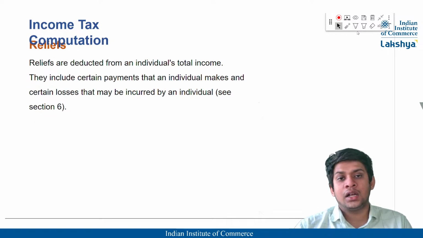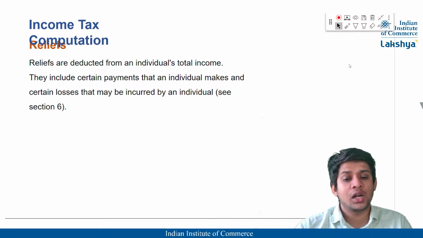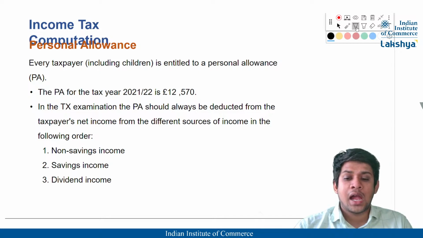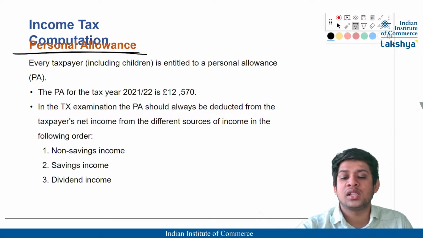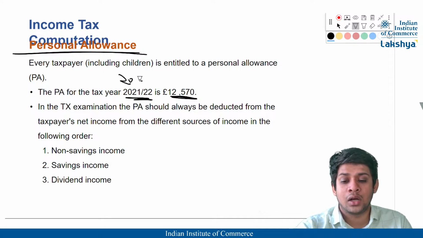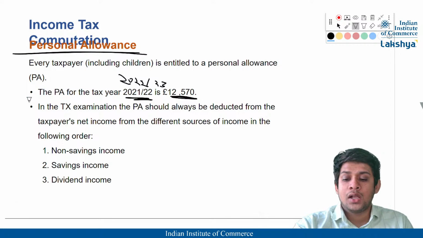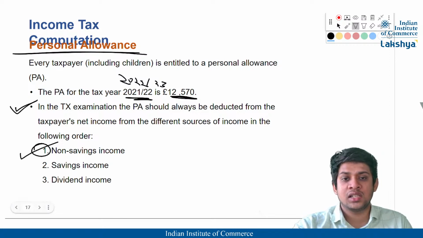Reliefs are directly deducted from the total income, and after the reliefs are deducted, you will get your net income. Okay. As I told you, the personal allowance is 12,570 pounds for the tax year 2021-22. It is applicable till now, that is for the tax year 2022-23 and everything. So always remember, the personal allowance is first given to the non-savings income, then to the savings income, and lastly to the dividend income.